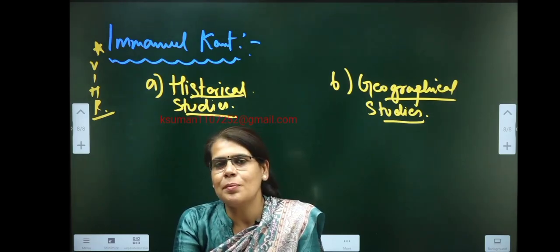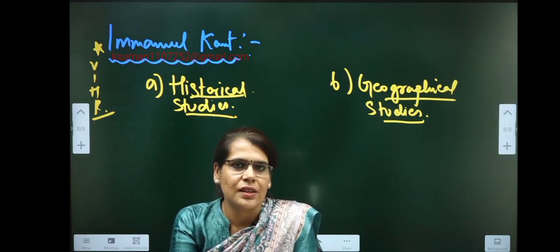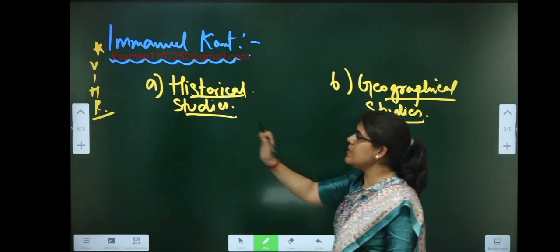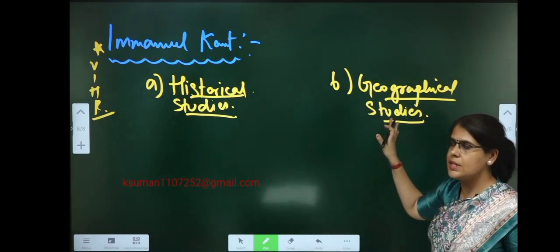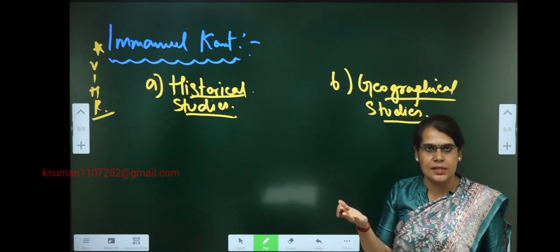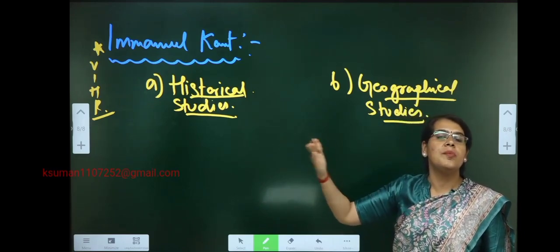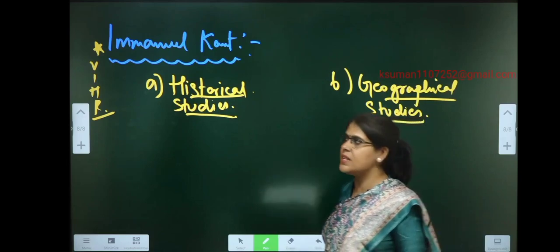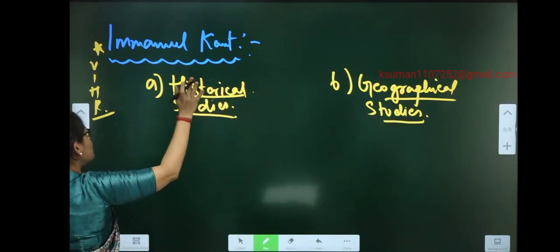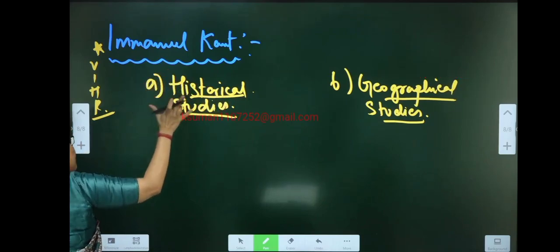So jokes apart, Immanuel Kant talks about two types of studies. One are the historical studies and the other are the geographical studies. How did he differentiate between the both of them? Let's try to understand that. As per Immanuel Kant, historical studies are those studies which study the phenomena across time.